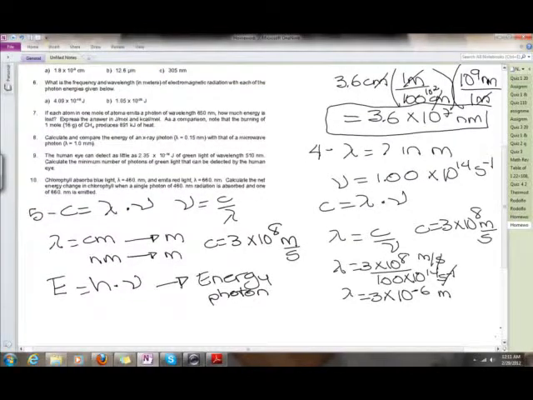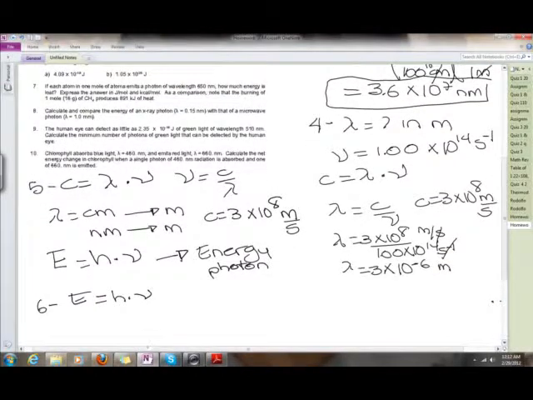Now number 6: what is the frequency and wavelength in meters of electromagnetic radiation? Now they're giving you the photon energy, and you have to find the frequency and the wavelength. How do you do number 6? Energy is equal to h multiplied by the frequency, and they're giving you the energy already. Let's say in letter 6a, the energy is 4.0809, it says there.